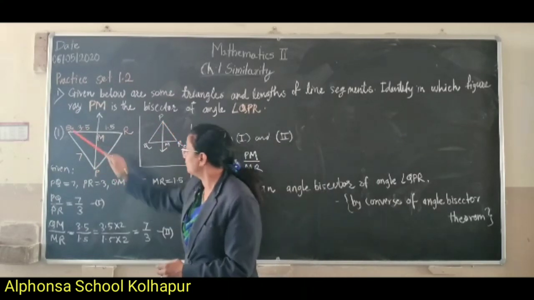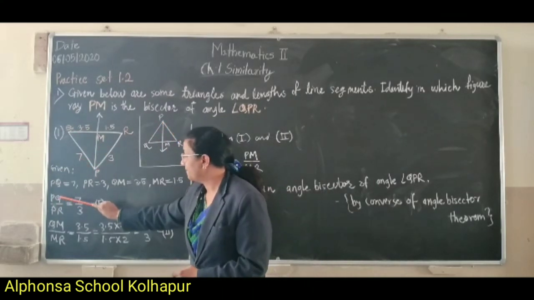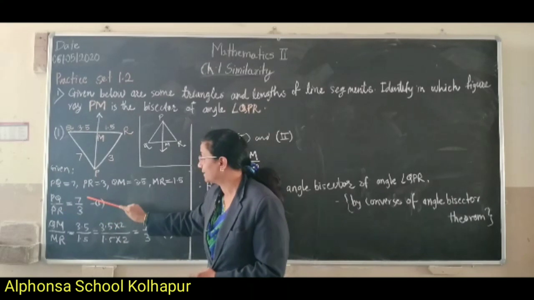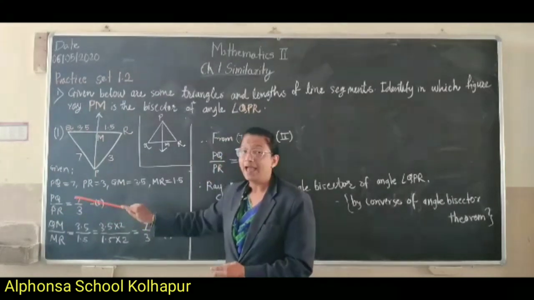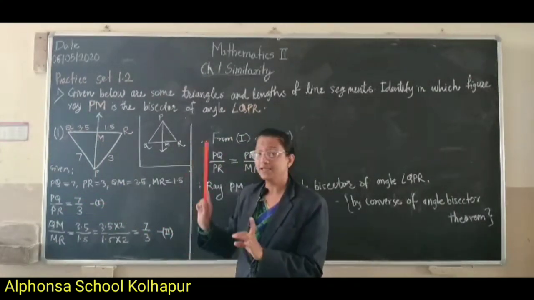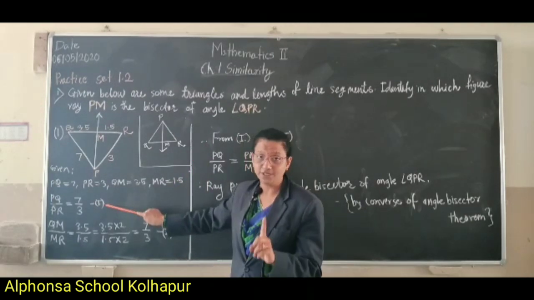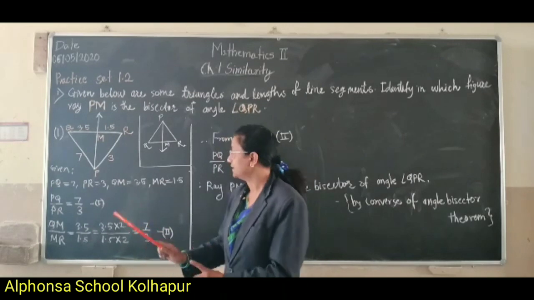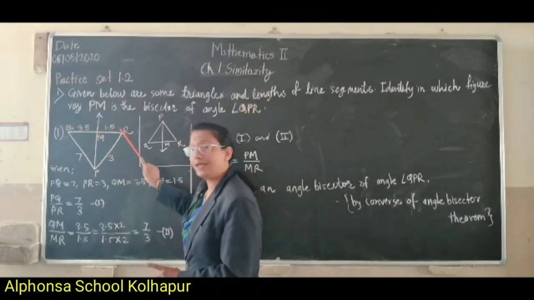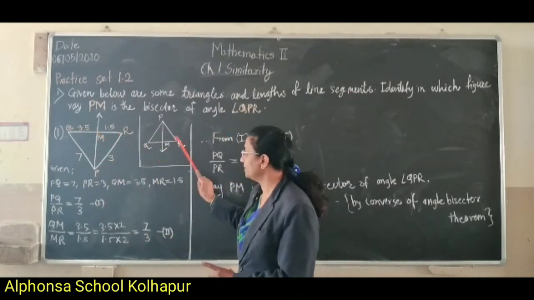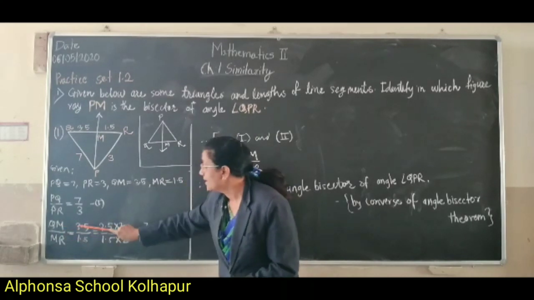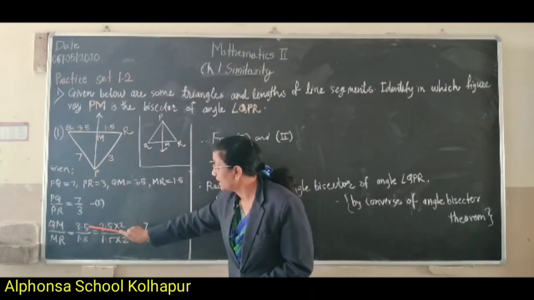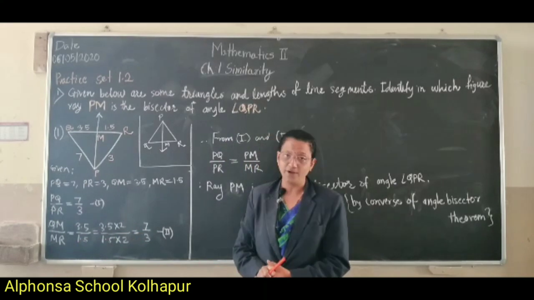Fine. Now as I told you before, first of all we will find PQ upon PR. I wrote PQ upon PR with the respective measures in front of it. As there is no common factor, directly we will write it as equation 1. Fine. Now the second ratio which we are going to consider is QM upon MR. So what is QM upon MR? The respective measures we have written, 3.5 and 1.5.